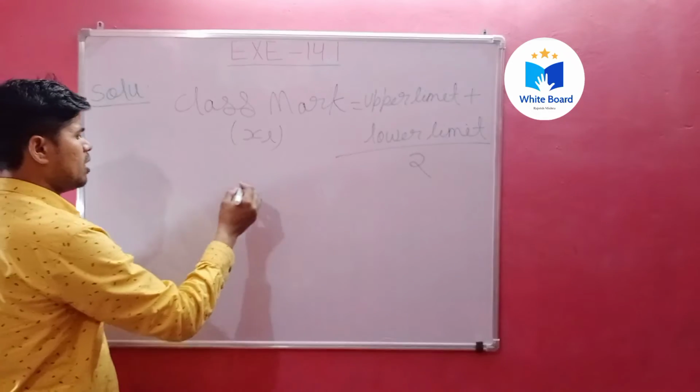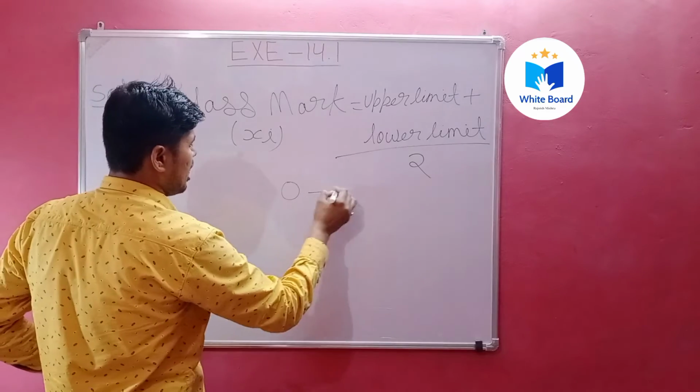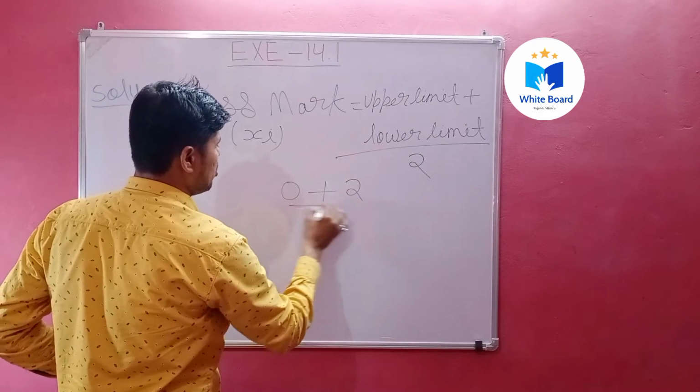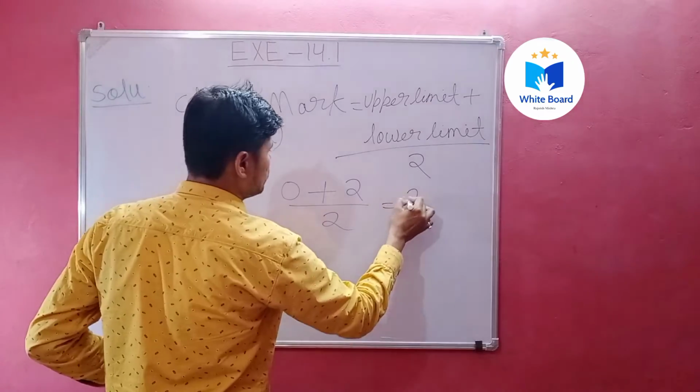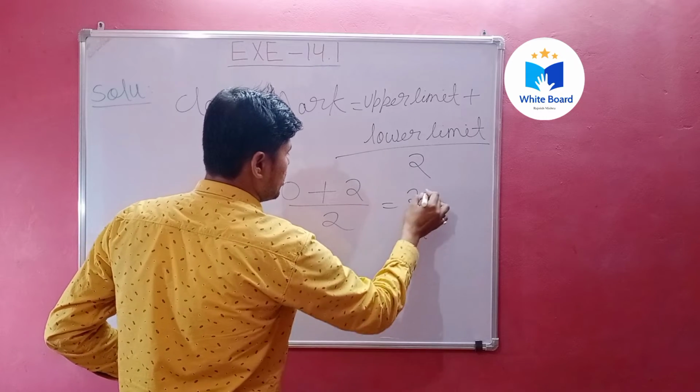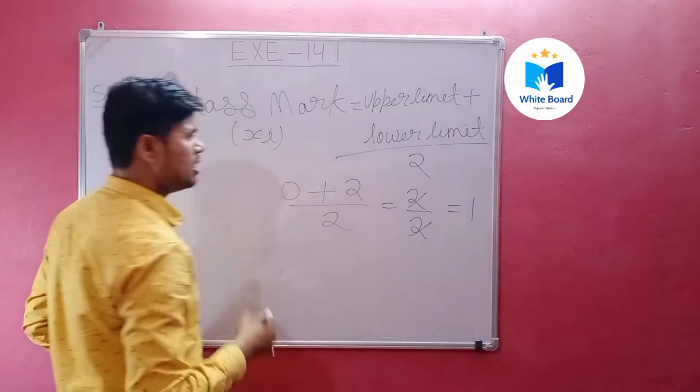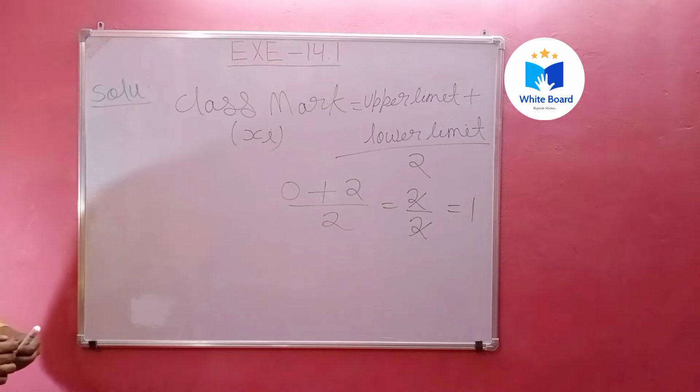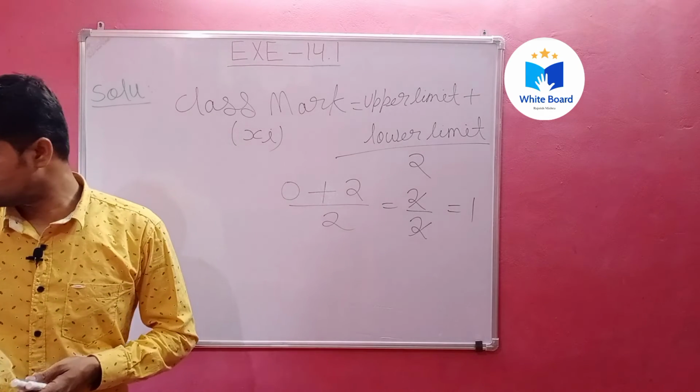So first of all, if you find the class mark of the first interval, then that is 0 plus 2 upon 2. This will be equal to 2 upon 2, that is equal to 1. In a similar way, we can find the class mark of other intervals. Now we will make the table and solve the question.